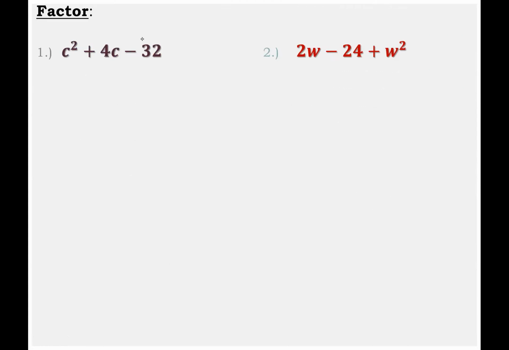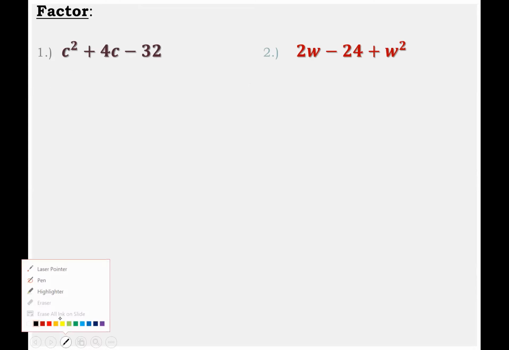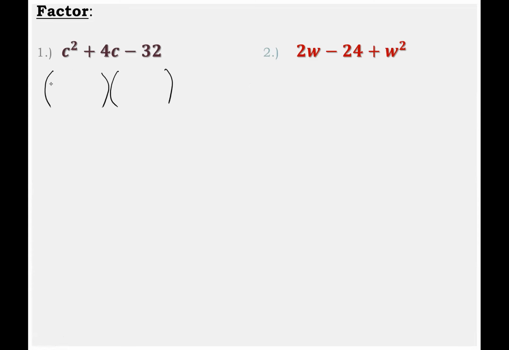All right, so we have a couple more examples here. Now we're starting to branch out and not use x all the time, and we'll see a little bit more variety. Number 1 in this next set, c squared plus 4c minus 32. All right, so once again, I am going to set up some parentheses. This time, instead of x, we're using the letter c. C times c is c squared.